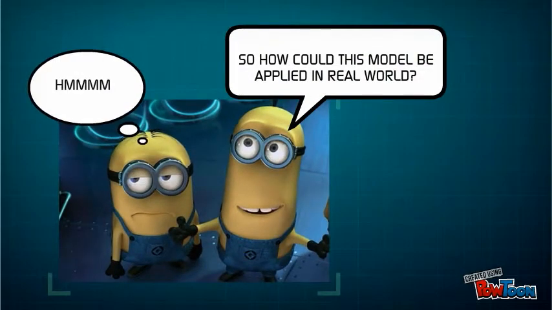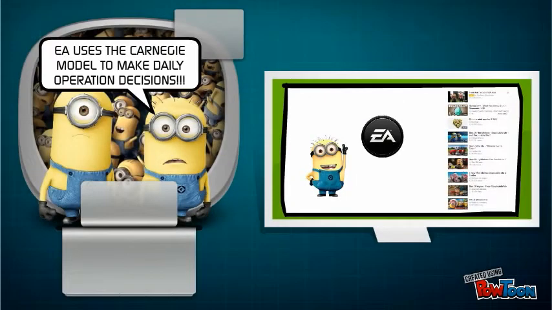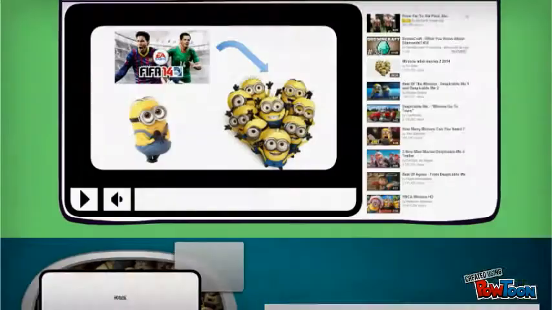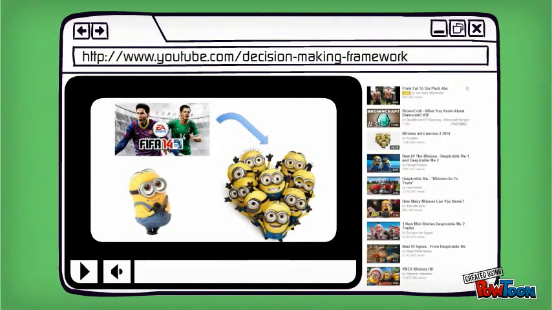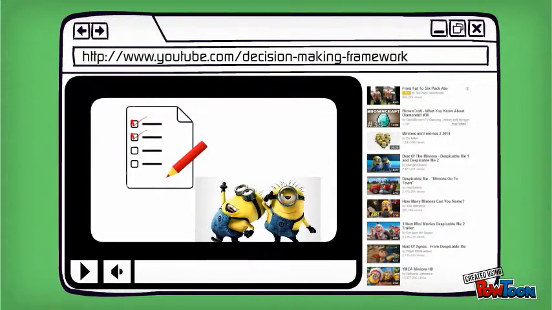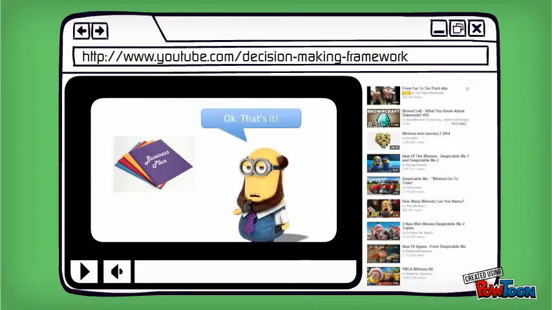So, how could this model be applied in the real world? EA uses the Carnegie Model to make daily operation decisions. When the game developing group receives a new game to develop, they usually hold a meeting to determine the task's assignment. The manager allows team leaders to pick the assignments they prefer to work with, and they decide the executive plan by discussion. The manager will choose the first plan that every leader agrees to carry on.